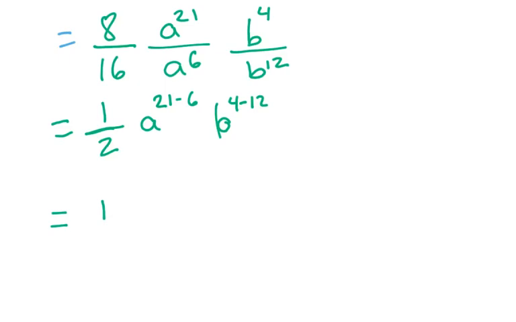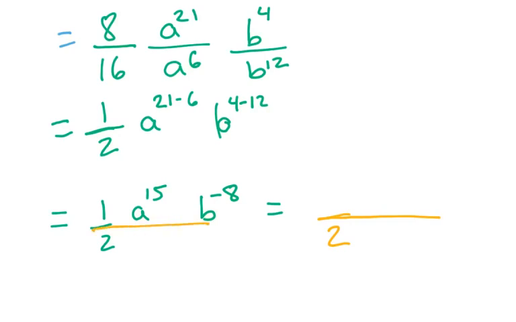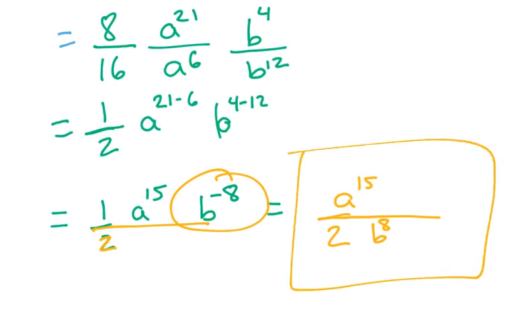And I'll just continue to clean it up. So this will be a to the 15th, and this is going to be b to the negative 8. Now, usually they don't like exponents on the top, and we don't like to write 1 when it's 1 over 2. So because we have 2 on the bottom, we'll leave 2 on the bottom. 1 times a to the 15 is just a to the 15, and because b is negative 8, we can just pop it to the bottom. Reciprocal means you just switch position. And this is probably how you will see the answer written.